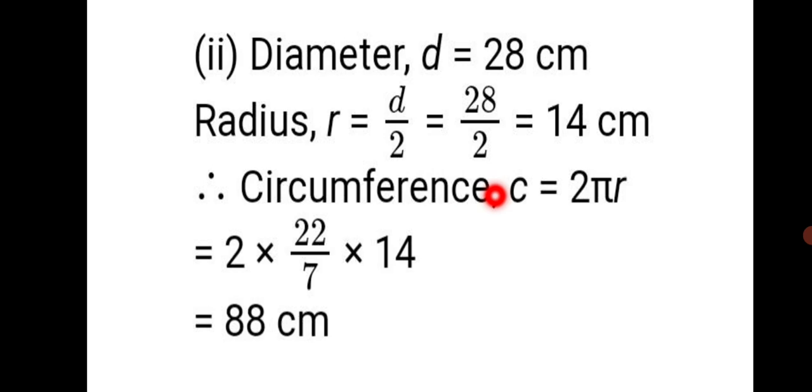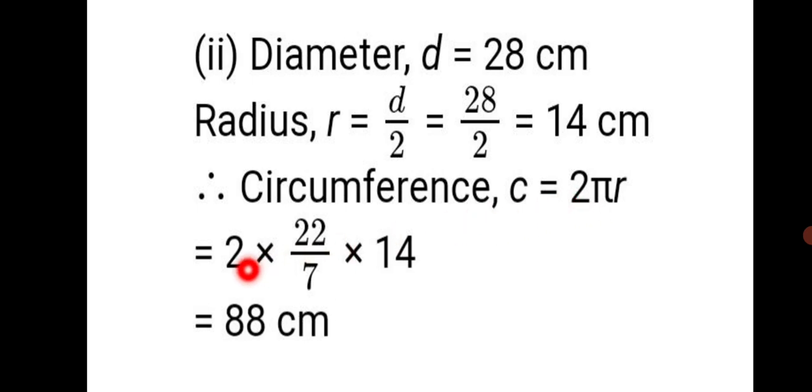Now circumference formula. Circumference is equal to 2 pi r. This time we are using the formula 2 pi r. You can even use the pi d formula and substitute pi 22 upon 7 into d 28. Or you can use this 2 pi r formula, whichever you want, because we have both the values. We have radius also, we have diameter also. So any one formula can be used here.